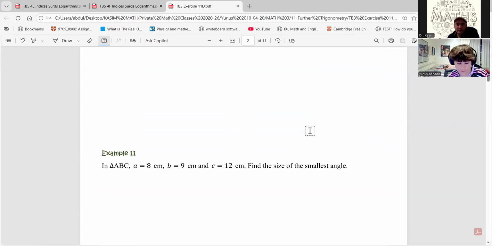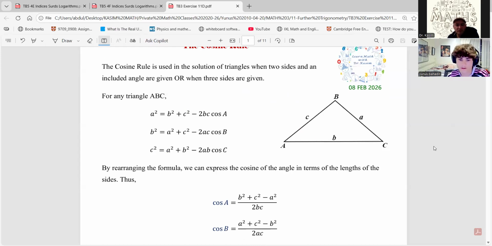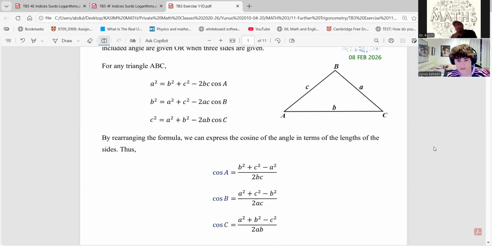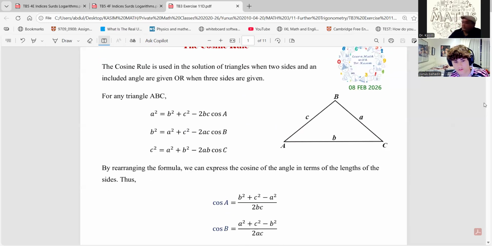Okay, so let's start with easy. Didn't we see any questions related to cosine rule? No, we didn't start it. But let's do some brainstorming first, and then let's solve questions, Yunus.